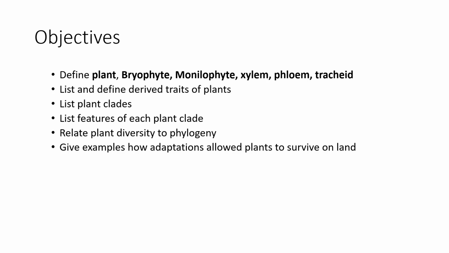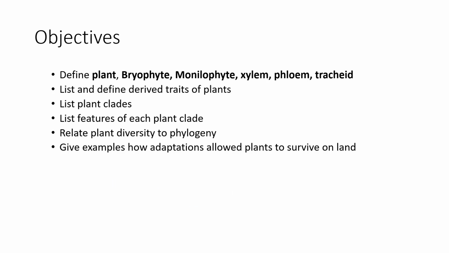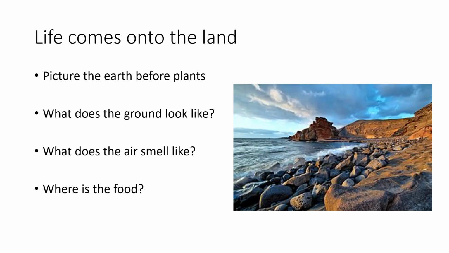List plant clades starting here and ending with flowering plants. List the features of each plant clade. Relate plant diversity to plant phylogeny and give examples of how adaptations allowed plants to survive on land. And let's look at that land.